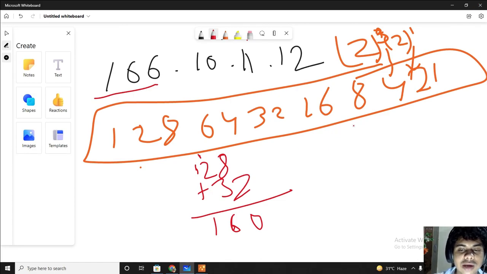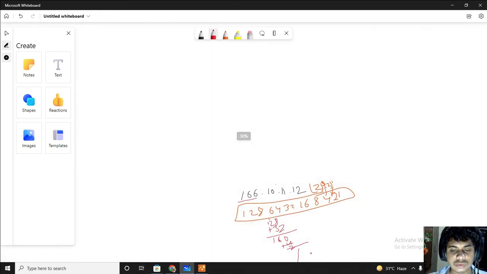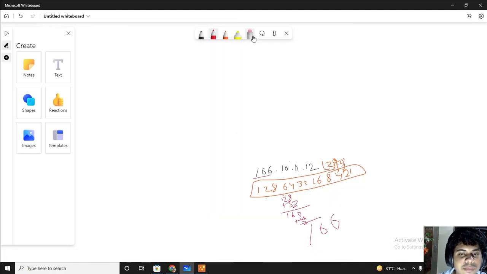So how can you add? By adding 4 and by adding 2. So now your number is 160. Now you can see that you are at 166. Okay, so let me erase all this stuff.